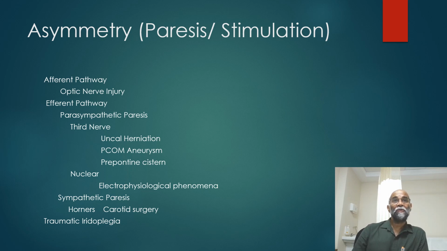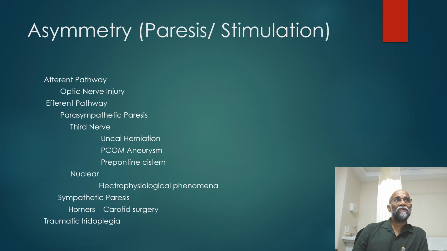What about sympathetic paresis? The sympathetics are dilators of the pupil. A paresis would produce a constriction. Horner syndrome is a classical example of a sympathetic paresis. Carotid surgery may be followed by a smaller pupil on the same side.